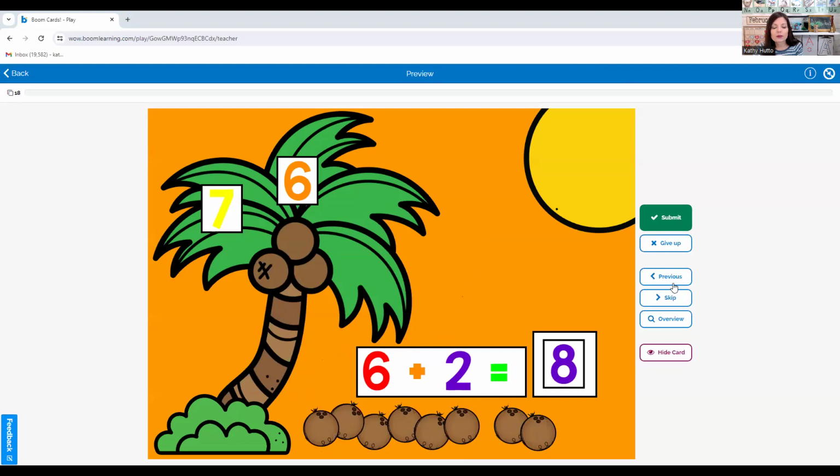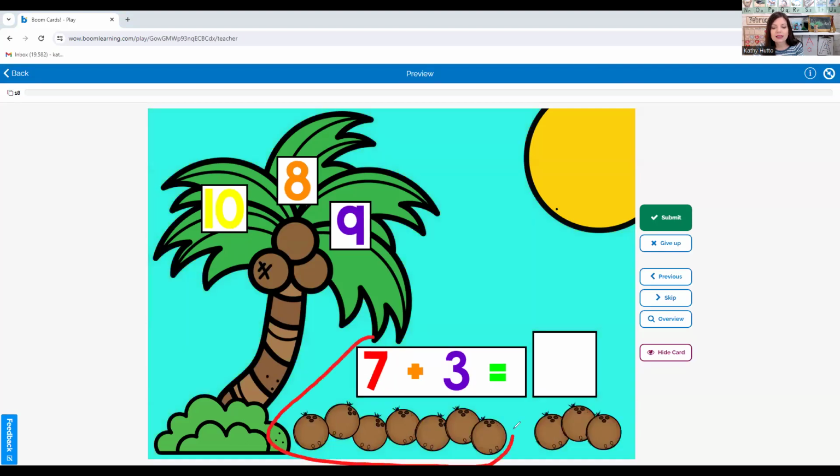Let's try this one and let's count on to get the answer. I know there are 7 coconuts right here. So let's just keep on counting. Here are 7, and then this makes 8, 9, 10. So 7 plus 3 equals 10.